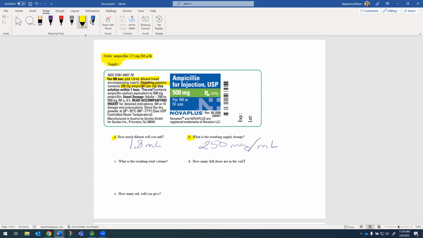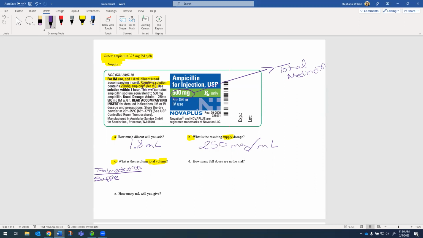Well, C says, what is the resulting total volume? So this one was the resulting supply dosage. This is the resulting total volume. And it makes sense we're talking about volume because we are talking about milliliters, right? All right, so in order to do that, we have a formula. The formula says total medication. What is the total medication? The total medication is from the supply, and this is the total medication. All right. We're going to divide this by the supply.